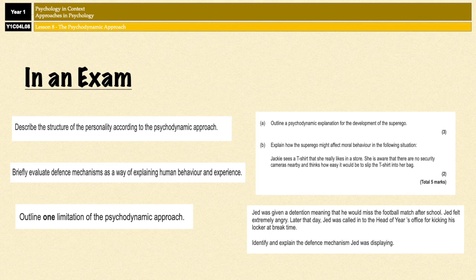Identify and explain the defense mechanism that Jed was displaying. Okay, so he's displaying displacement because he is taking out his anger, he's transferring his feelings from the true source, which is obviously the teacher, or the fact that he got a detention, and he's transferring those feelings from that source onto a substitute target, which is the locker. Now, this question could come up as a 2 marker, but it's more likely to come up as a 3 or a 4 marker because, as the question says, it wants you to identify it, which will be 1 mark, and then explaining the defense mechanism could be anywhere between 2 and 3 marks. So you're looking at a 3 or 4 marker in total for this question.